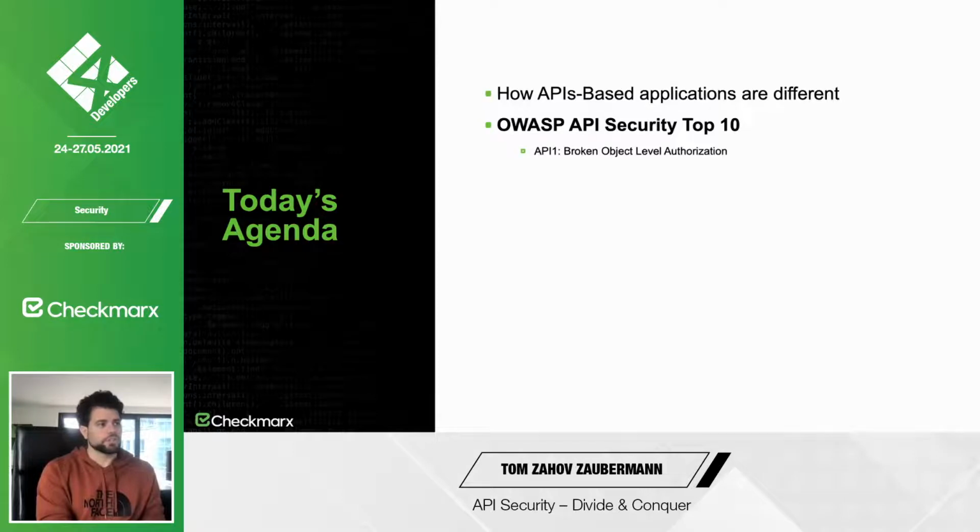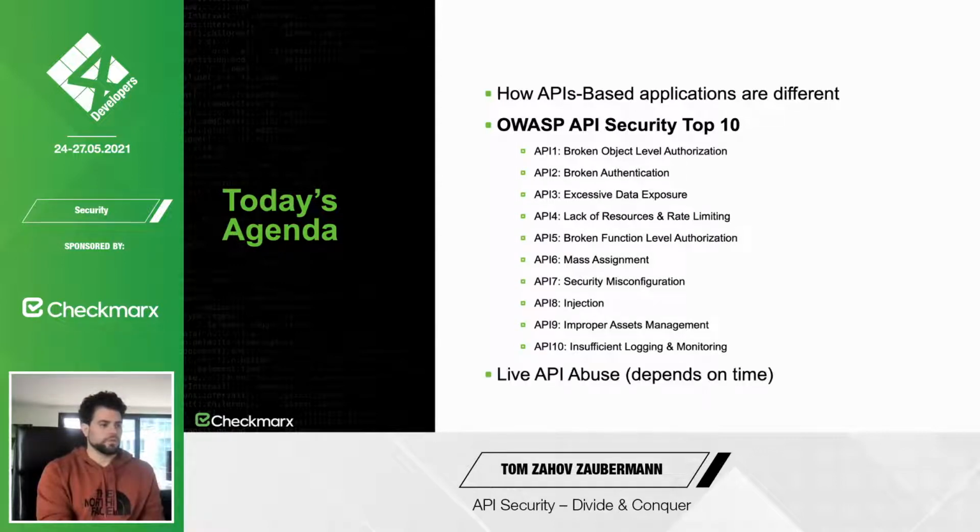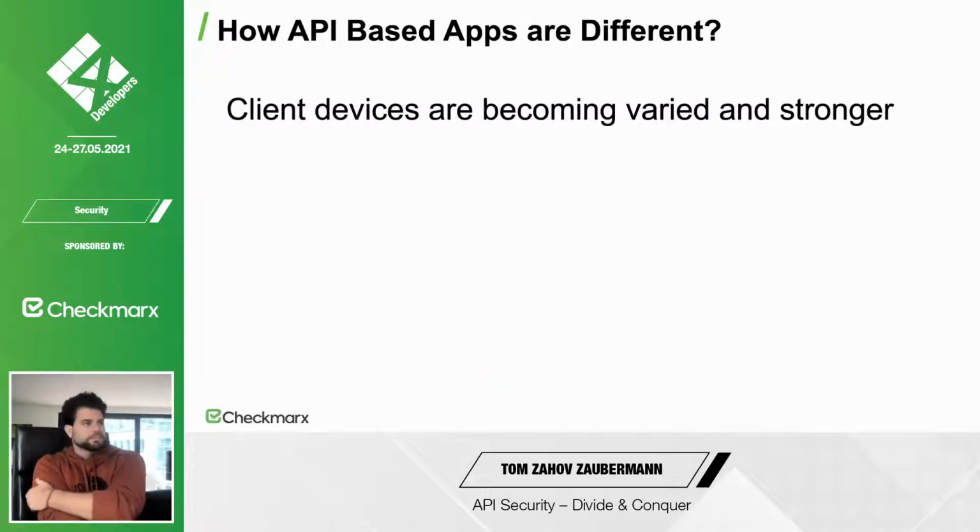That's basically it. So our agenda today: how API-based applications are different. Then I will go to each one of these. I will speak about the OWASP API Security Top 10, going one by one. I did it with animation so it will not be super boring, and you can really understand each one of the issues we have of the domains, API 1 to 3. And if I have enough time at the end, I will show you a live API abuse on a combination of API 1 and API 5. Sounds good? All right, so let's start.